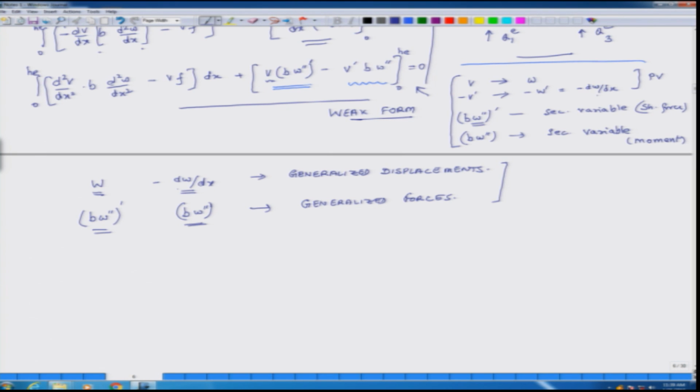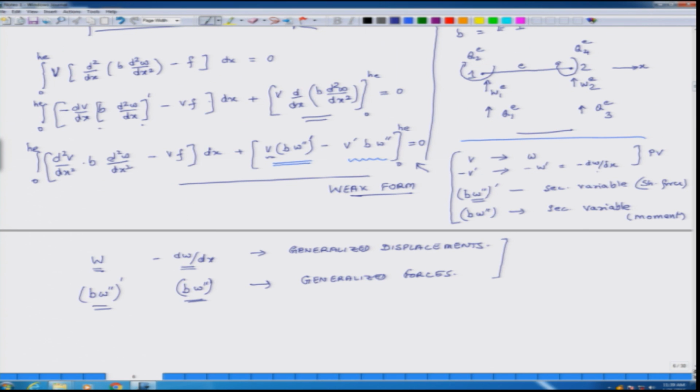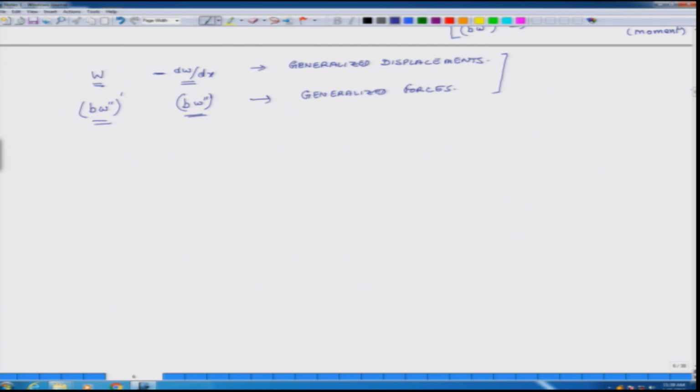Another thing I wanted you to remember is that the negative of dw dx is something I am calling a primary variable. The negative sign is important, because that makes things more consistent. Why is that important? Because I have said that my q2, which is the moment, is positive when it is moving clockwise. Okay. Same thing about q4. So, I will elaborate on this a little bit further.